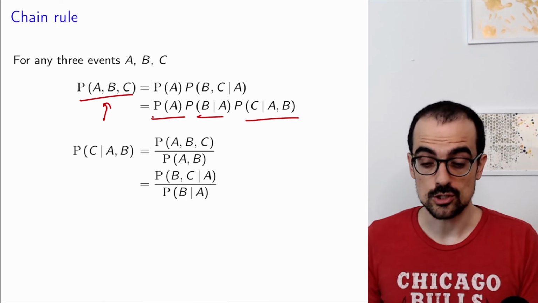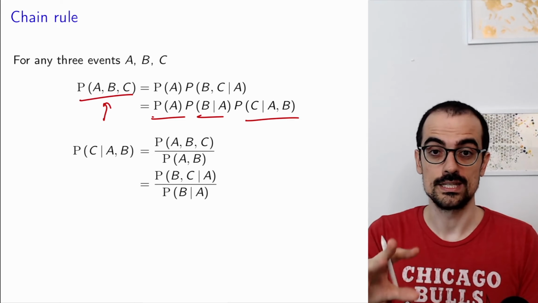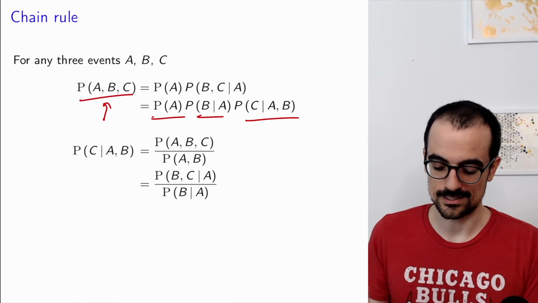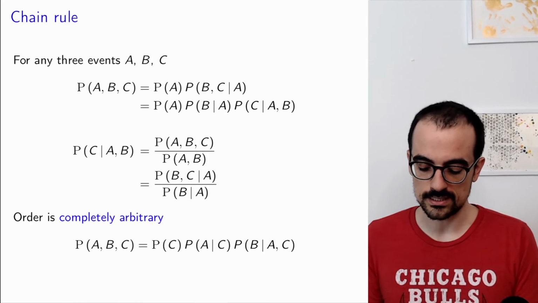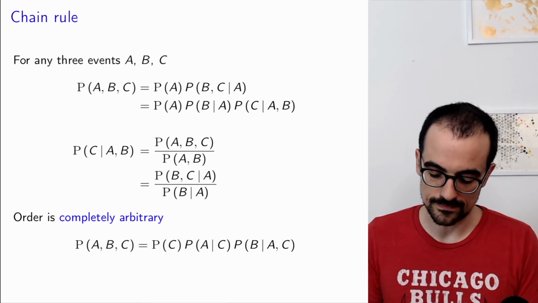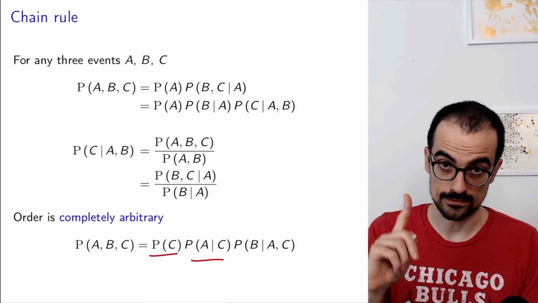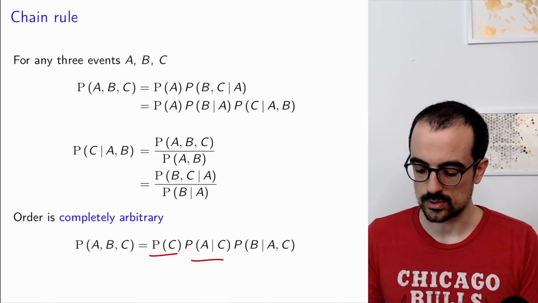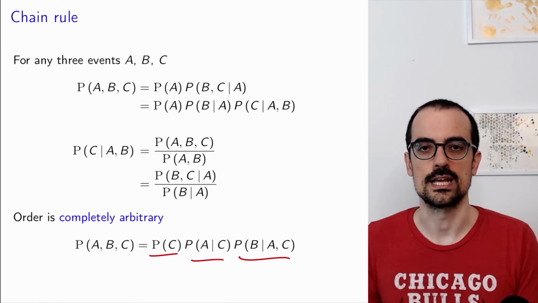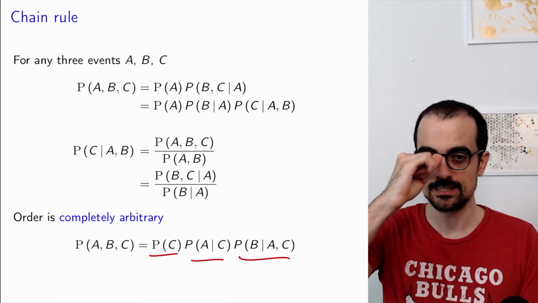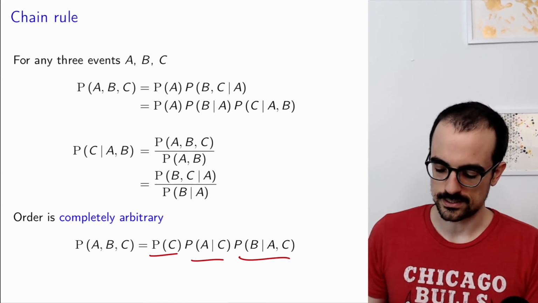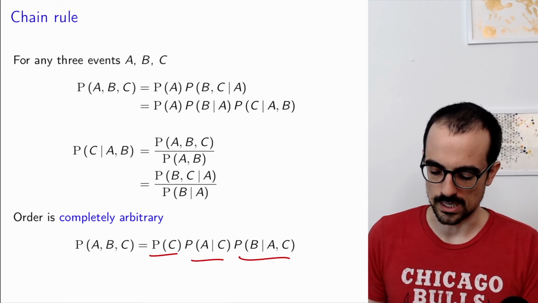The order is completely arbitrary. We can just interchange the labels here. There's nothing special about the order A, B, C. So we could have taken out C first, then A, but we have to condition on C, and then we could have taken out B, and you have to condition on A and C. And you can do this for many, many events. You can prove by induction that the same formula holds.